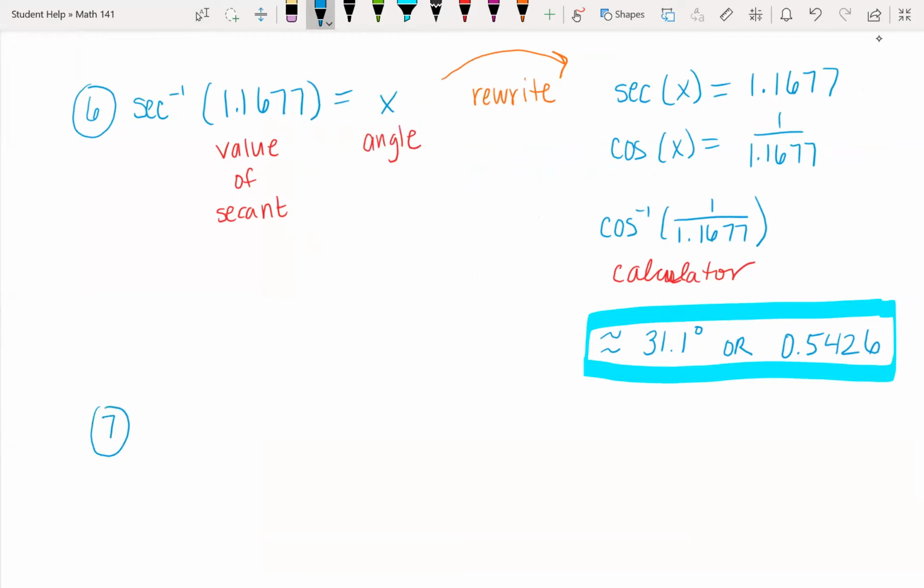So now we're on problem number 7. This is similar to the one that I was just looking at. This is asking us to find the cotan inverse of 1.265. It's asking us what angle has a cotangent of 1.265.